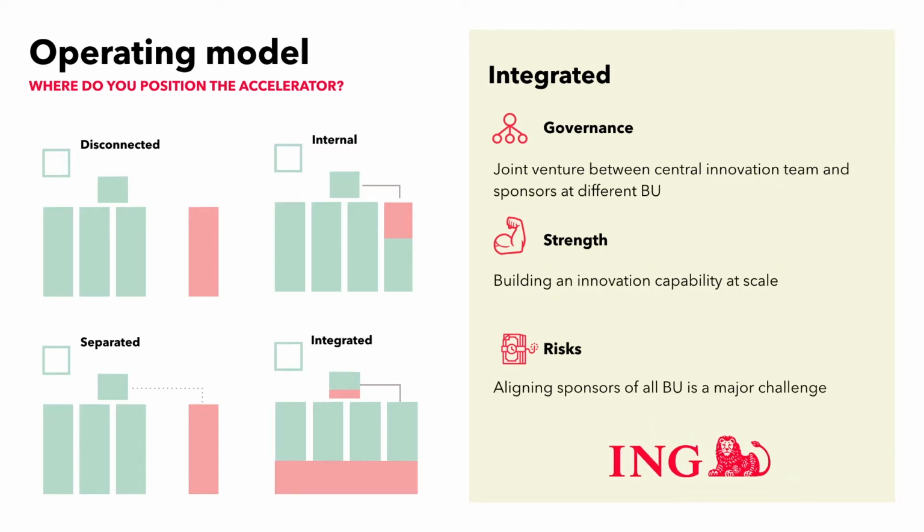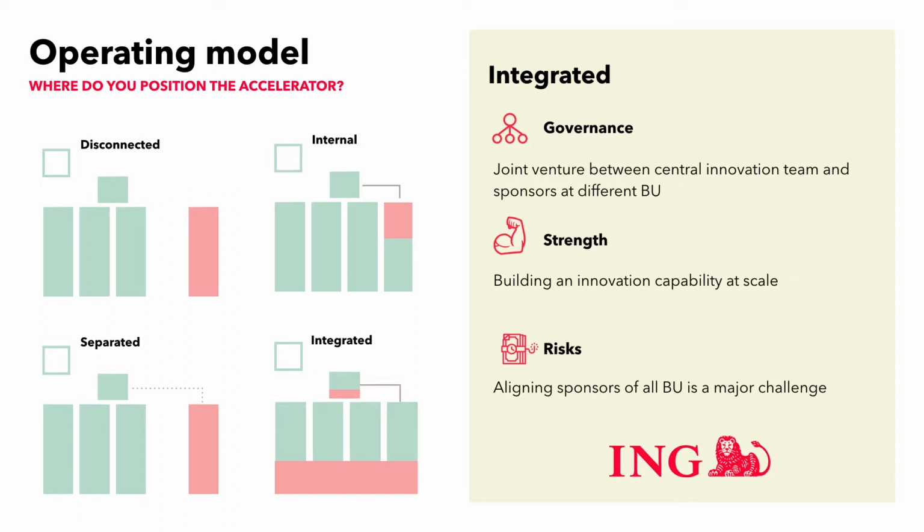And then finally, the integrated operating model. There, in terms of governance, you have a joint venture between a central innovation team and sponsors within the different business units, and you're running out accelerators in different business units at scale. And that's the strength of this sort of operating model. It's really well suited for building an innovation capability at scale.